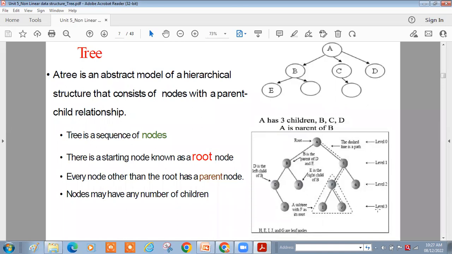So B is the parent of D and E. You can observe here that A is the parent of B and C. This B is the parent of D and E. Again, this D is having one child. Now again, you have to focus on where the child nodes are placed, and accordingly it can be called the left child or right child. So again, in more detail, I will explain the terminologies.